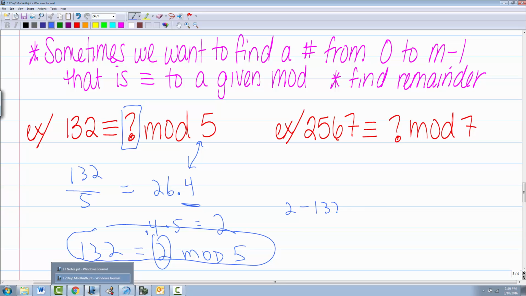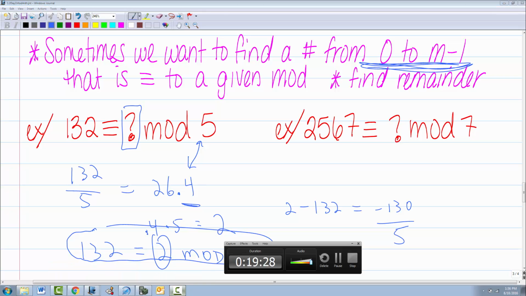2 minus 132, which is -130. Is -130 divisible by 5 with no remainder? Yes, but it's also about the numbers having the same remainder to begin with in the positions. According to the directions, though, they wanted the smallest possible positive one only, which is the 2. So 5 goes into 2 0 times with a remainder of 2. But there is an infinite amount of possibilities if we did not have that set of directions. Alrighty then.